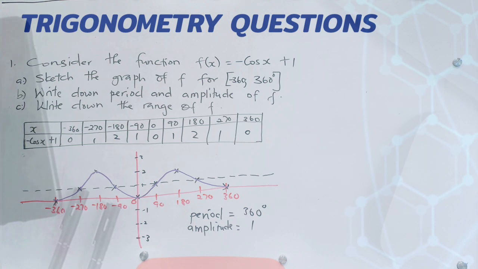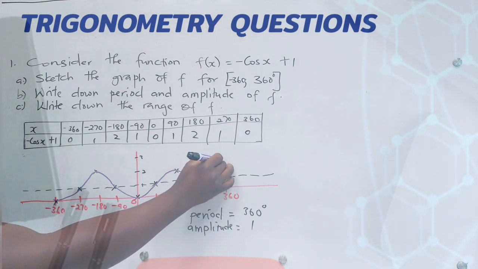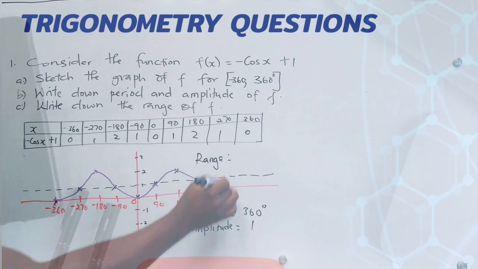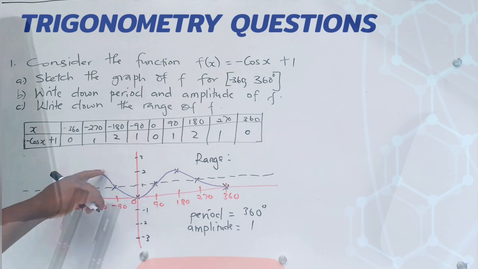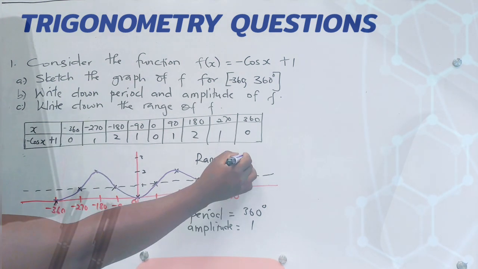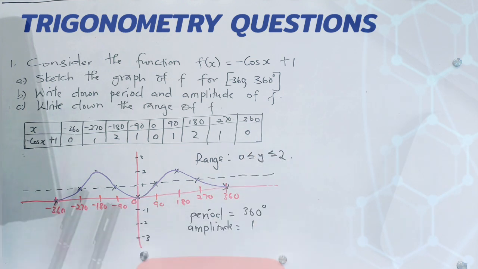Then lastly, we have to find the range. Range of f is equal to, we check our minimum value, it's 0, and the maximum is 2. So 0 is less than or equal to y, which is less than or equal to 2.